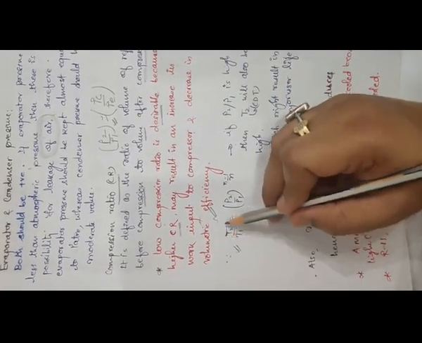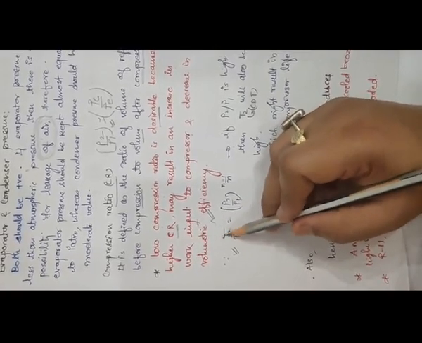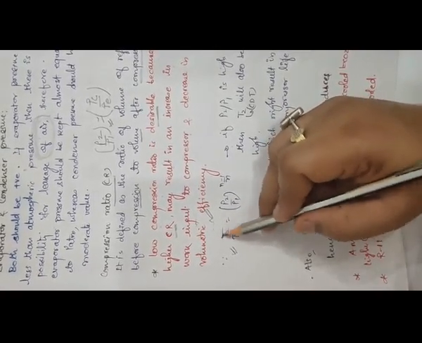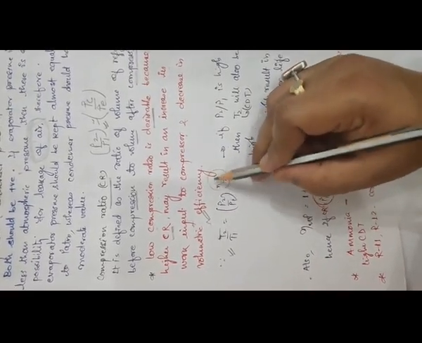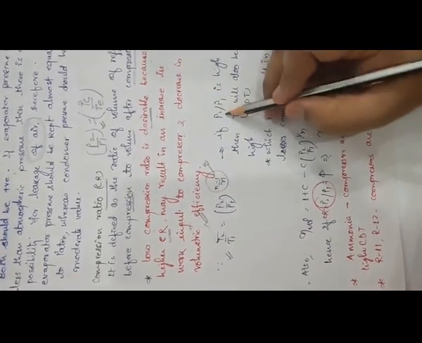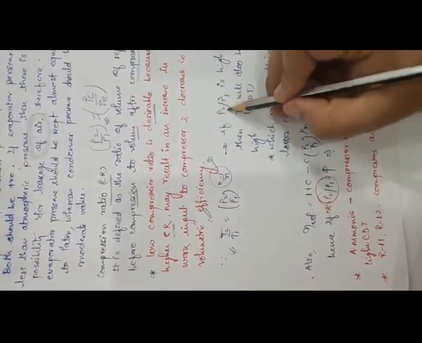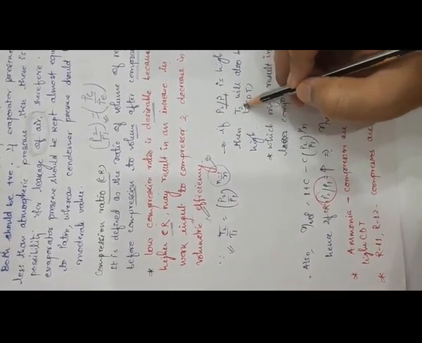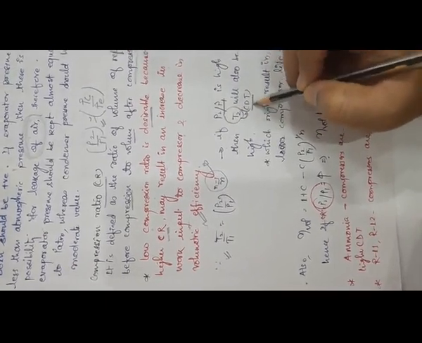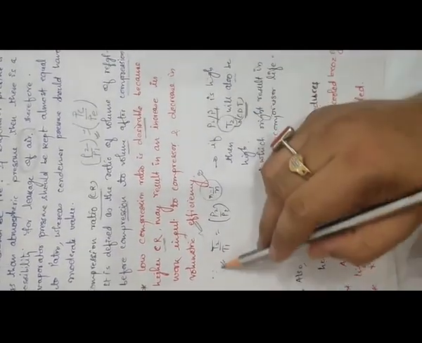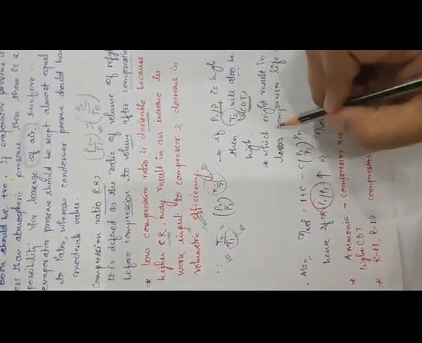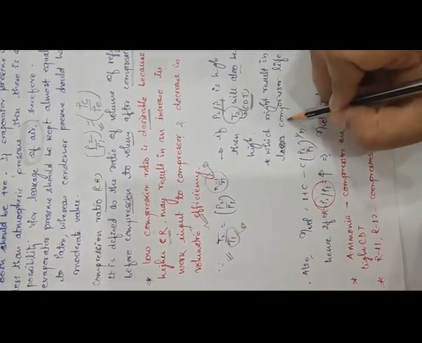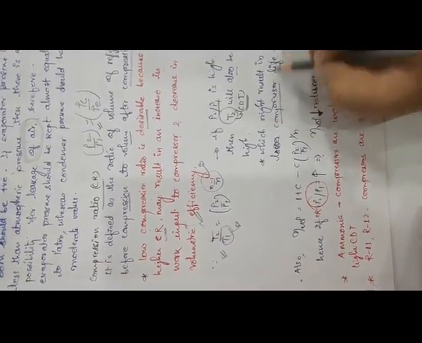We know that for a polytropic process, T2 by T1 can be given as P2 by P1 to the power (n minus 1) by n, where n is the polytropic index. If P2 by P1 is higher, then the compressor discharge temperature, CDT, T2, will also be higher for a given inlet temperature T1, which might result in lesser compressor life as well.